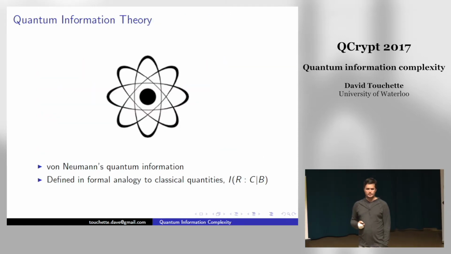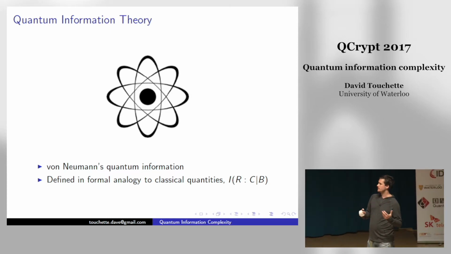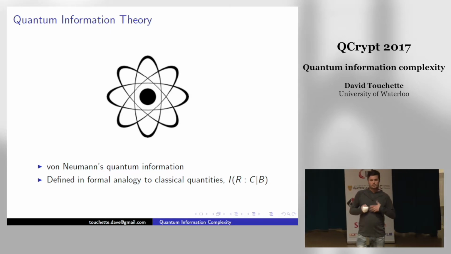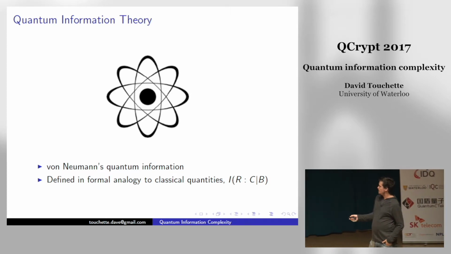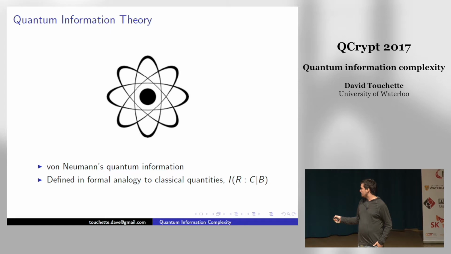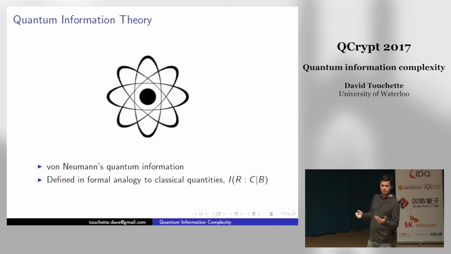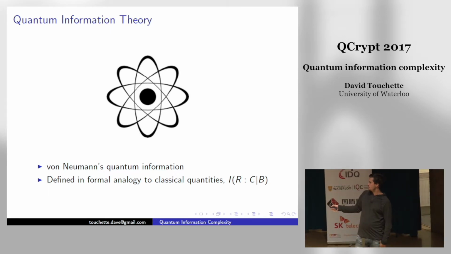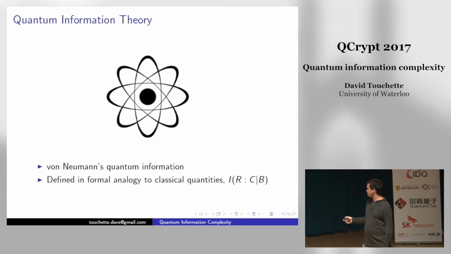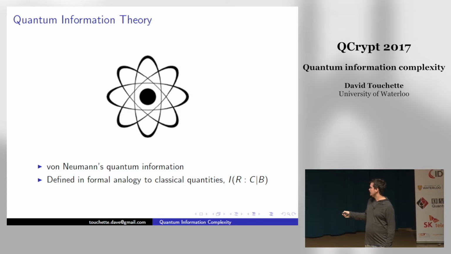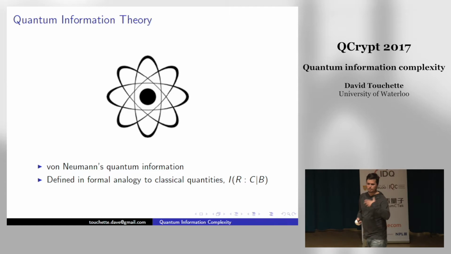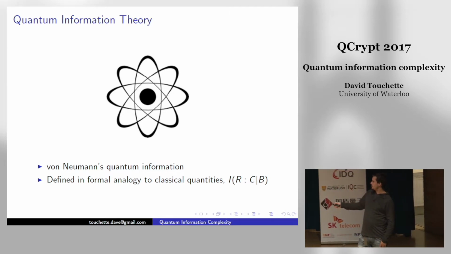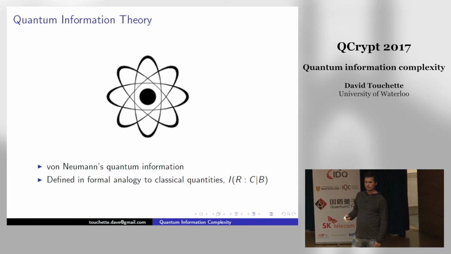Now on to the quantum setting. In the quantum setting, an often appropriate way to measure information is instead with von Neumann's quantum information. Okay. So we have a similar measure of correlation, the conditional quantum mutual information, which is defined in formal analogy with the classical quantities. So how much information does a message C contain about some other register R, given that the receiver already knows some partial information B?